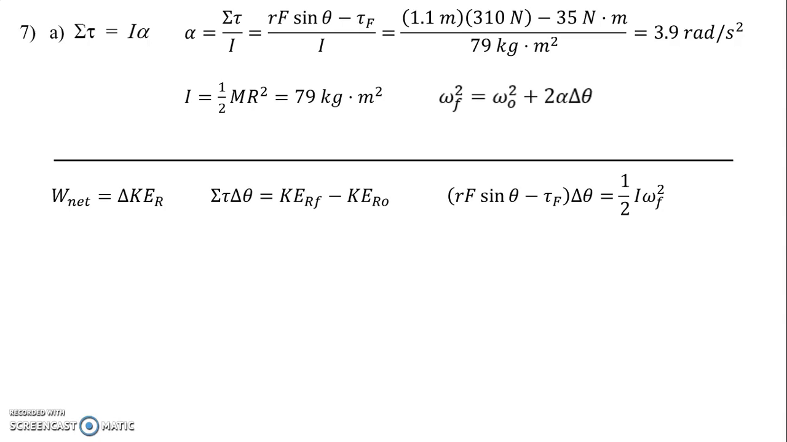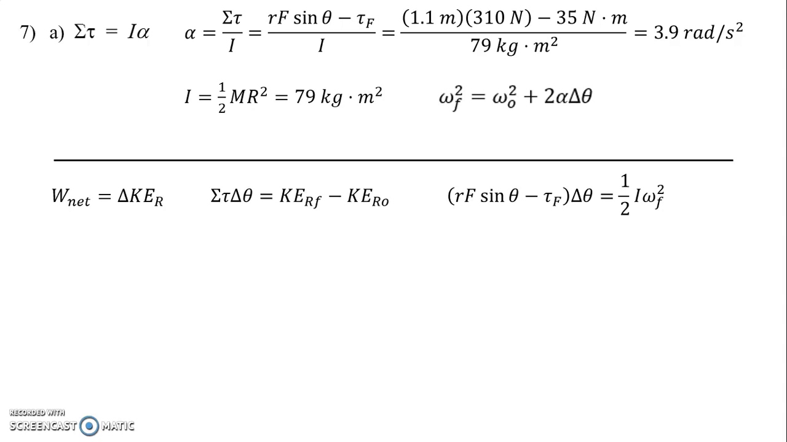And then you can just use a kinematics equation. I like to use the time-independent kinematics equation to find the final angular speed. But here's delta theta. Now remember, this delta theta is not the theta in the torque equation. This is the actual angular displacement, which is given as 45 degrees.